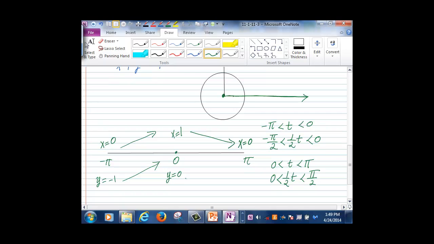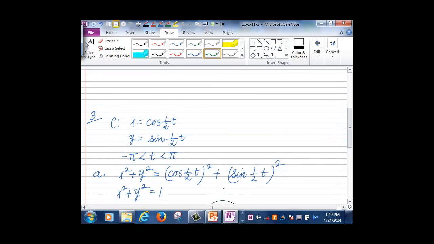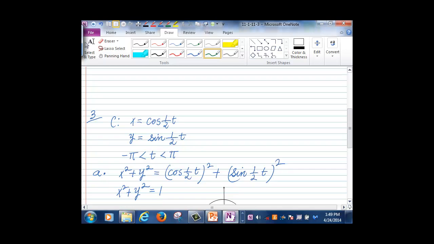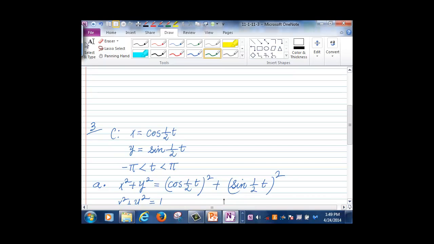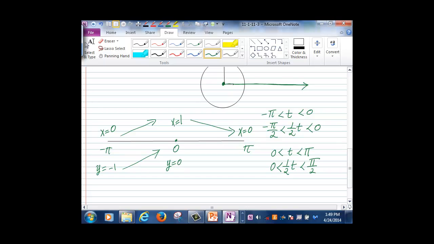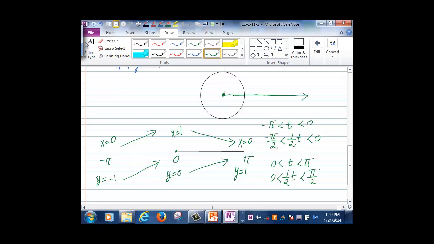Okay? And the y value is sine of half t, and that's going from 0 to 1. Because half t is going from 0 to pi over 2, sine of that will go from 0 to 1. So I know it is 1 here, and it is then increasing. Am I making sense? Alright, so when t is negative pi, where are we?